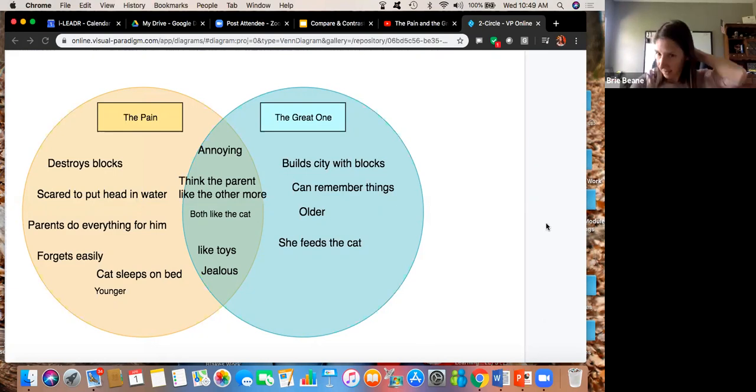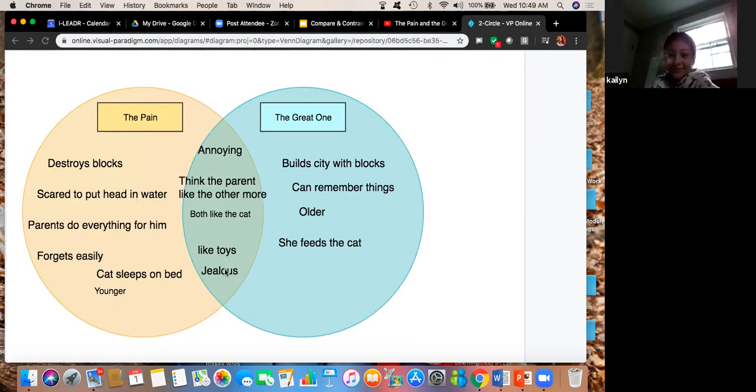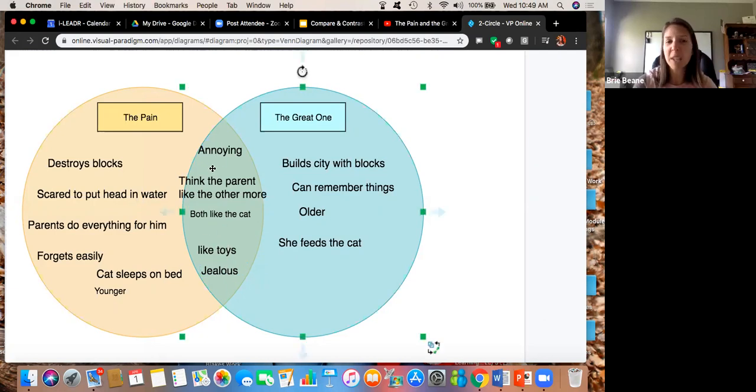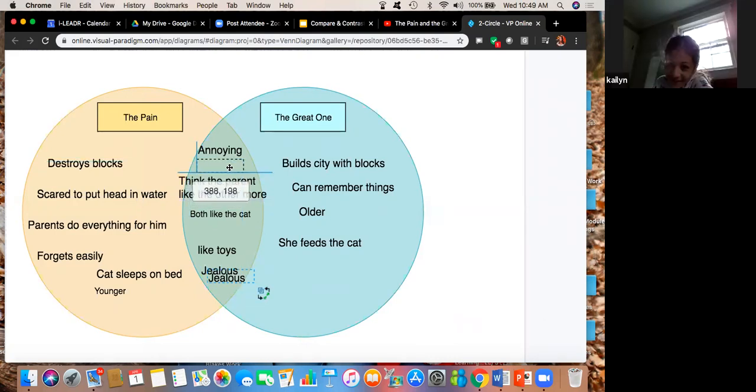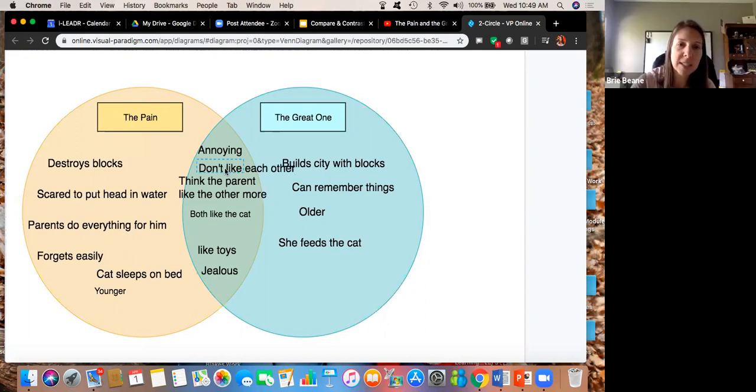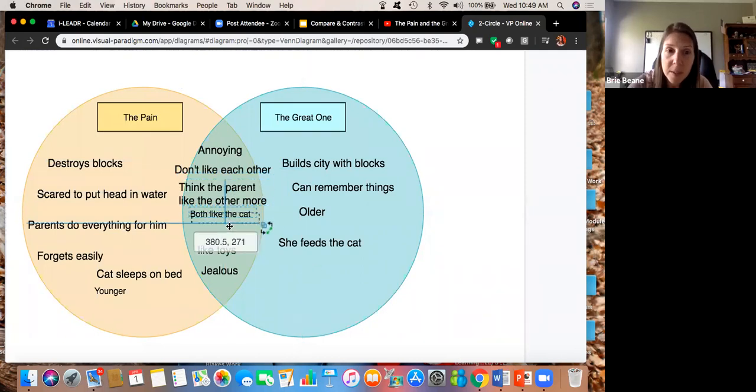Caitlin. They both hate each other. They both don't like each other, do they? Do they secretly actually like each other? Maybe. Sometimes they do, right? Good job. So they don't like each other out loud, but secretly they actually like to play with each other, don't they? How do we know that? Think about that one. How do we know that?